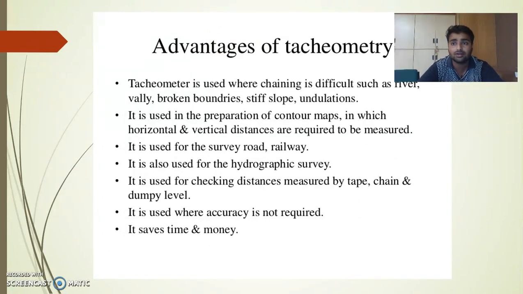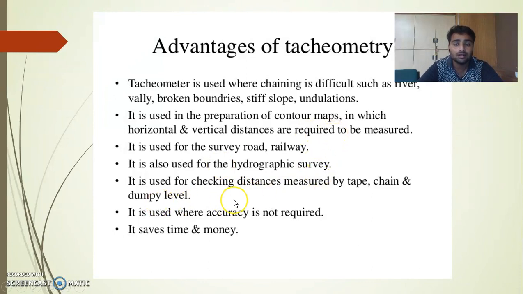So what are the advantages of tacheometry? We can easily use a theodolite and a level, or chain or tape, to measure the horizontal distances on the ground. But in uneven terrain where there are broken boundaries, slopes, undulations, or somewhere like rivers, it becomes difficult to measure the distance because of these obstructions. So it is used in the preparation of contour maps in which horizontal and vertical distance is required to be measured. It is used in highway projects, hydrological projects, surveys, etc.